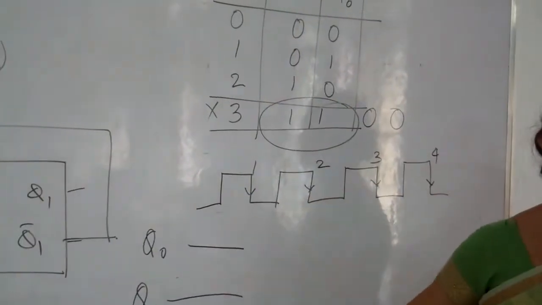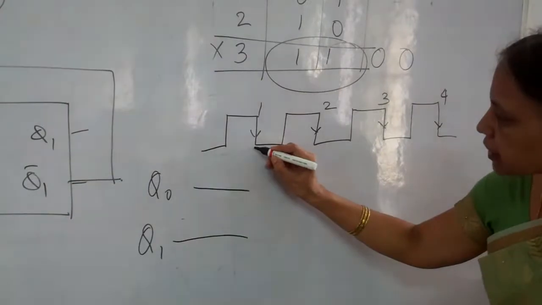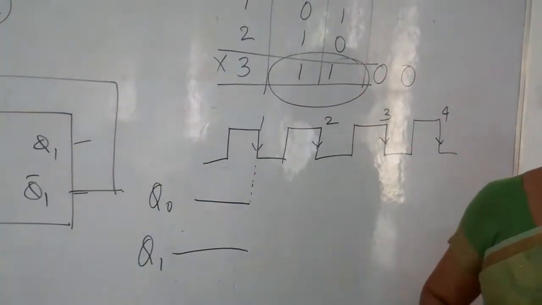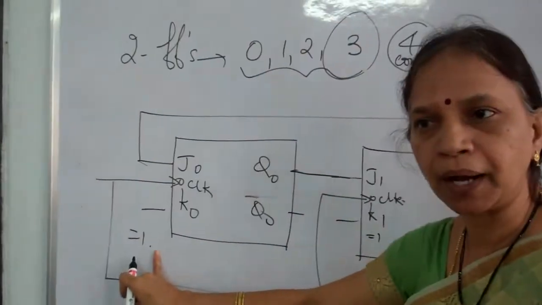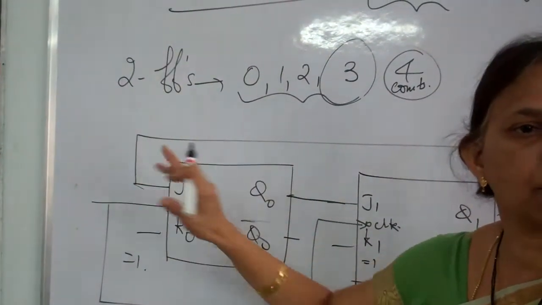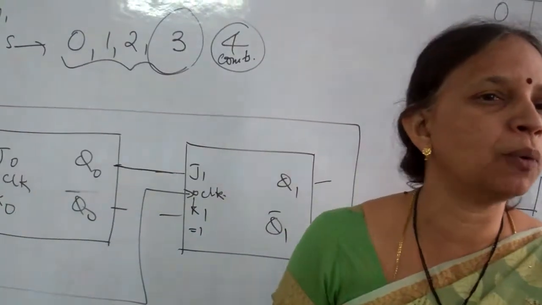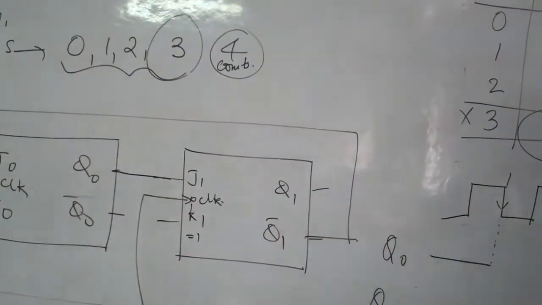Therefore, this is 0, this is also 0. When the first clock pulse comes, K0 is already 1, and J0 is also 1. What will happen? J and K both being equal to 1 constitutes what is known as toggling.